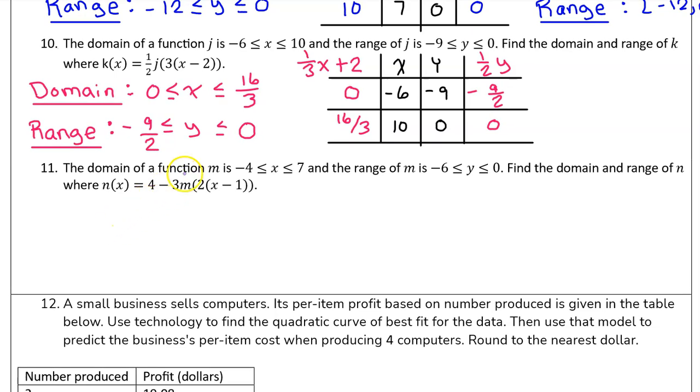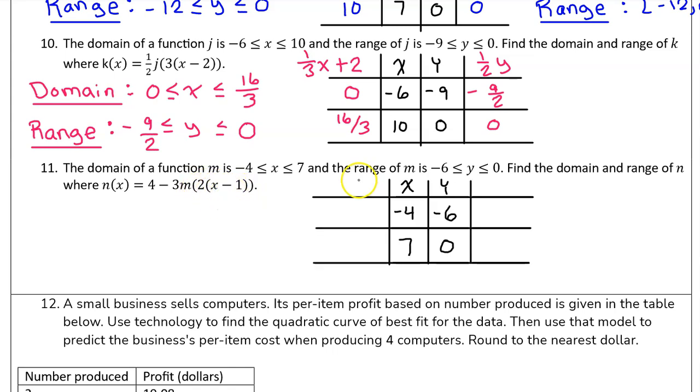Number 11. The domain of function m is from negative 4 to 7, and the range of m is from negative 6 to 0. Find the domain and range of n, where n of x is equal to 4 minus 3 times m at 2 times x minus 1. Domain values are x values, so that's from negative 4 to 7, and range values are y values, originally from negative 6 to 0.